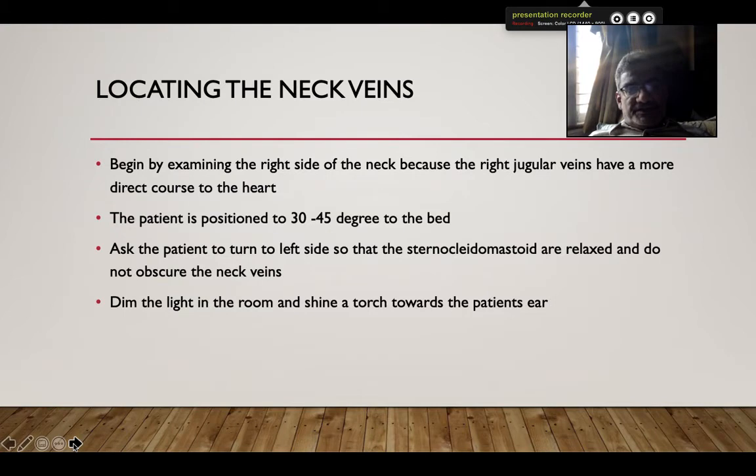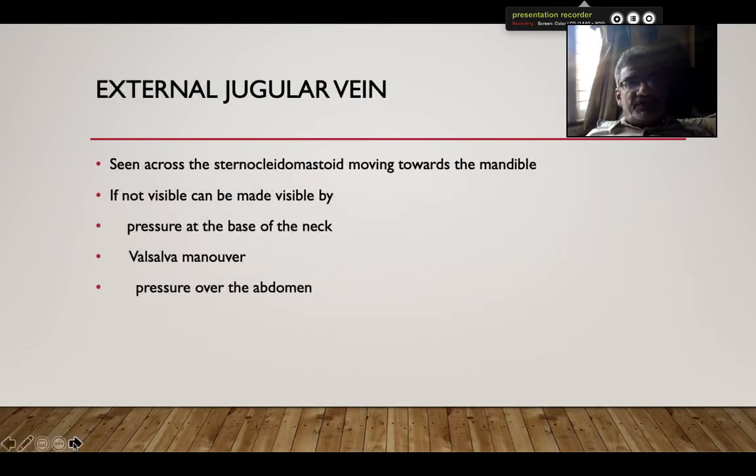It's better to dim the light in the room, if it's possible, to create a sort of contrast and shine a torch towards the patient's ear. So, how does the external jugular vein look? Most of the time, what we see is the external jugular vein. It's seen across the sternocleidomastoid moving towards the mandible.